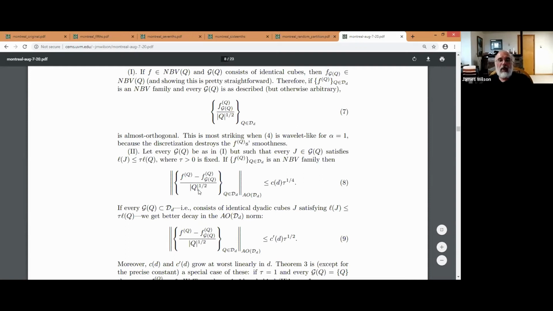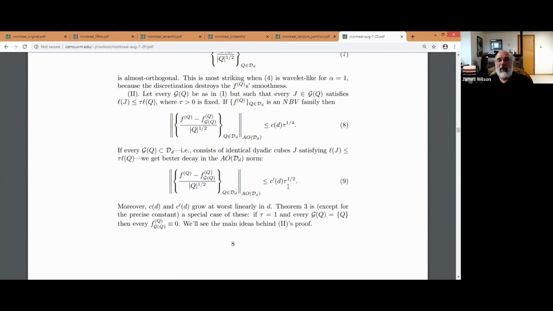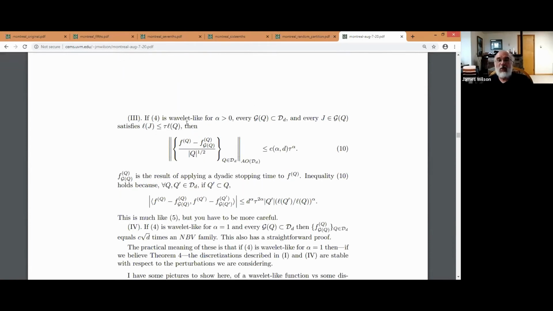It turns out that if these J's here are all dyadic subcubes, and they're all uniformly small, you get a better estimate. That's because dyadic cubes are always nicer. Number 3: if that original initial family is wavelet-like, and suppose you have these discretizations where all the cubes are dyadic, then in fact the almost orthogonal difference here is nice. It goes down like tau to the alpha.